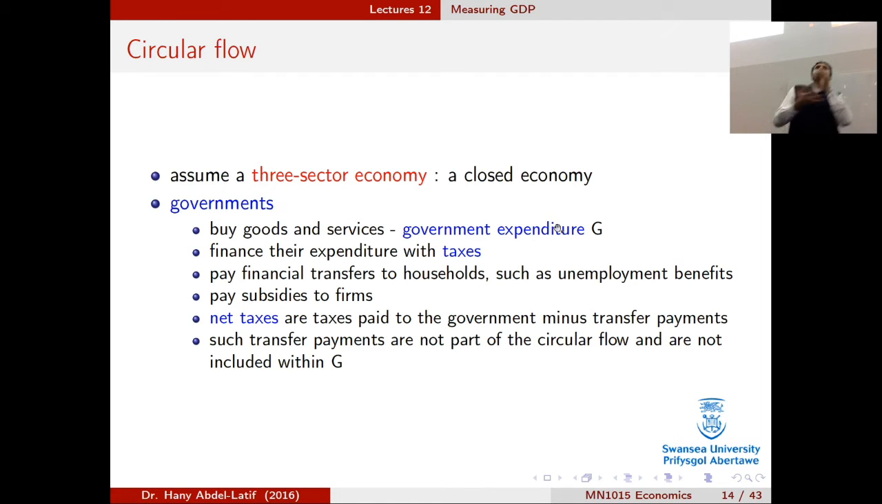So this is the case of a two-sector economy. If we have a three-sector economy, we still have a closed economy, but this time we'll add the government. In the previous case, we looked at a two-sector economy, a closed economy without a government. In this case, we still have a closed economy that doesn't deal with the outside world, but we have a government. So what does government do? Government will buy goods and services, so they have government expenditure, and they collect taxes. That's how they finance their expenditures, and they also pay financial transfers to households, like unemployment benefits, and pay subsidies to firms. So what we look at is the net taxes. G in this flow represents the government spending.